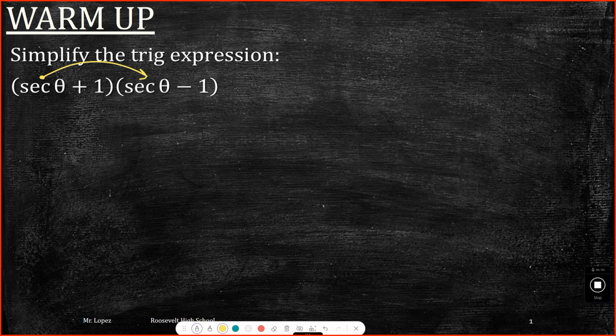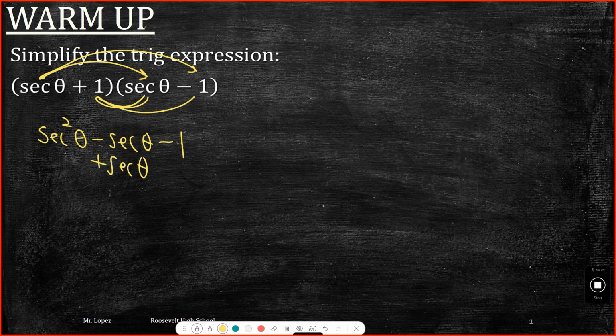I did it yesterday. Secant theta times secant theta is secant squared theta. You're foiling it out. Minus secant theta. Then you FOIL this. Plus positive secant theta. And this is going to be a positive 1 times a negative 1, which is a negative 1. And this cancels out. Then you got secant squared theta minus 1.